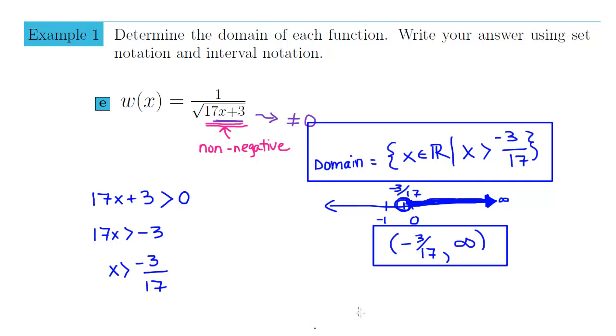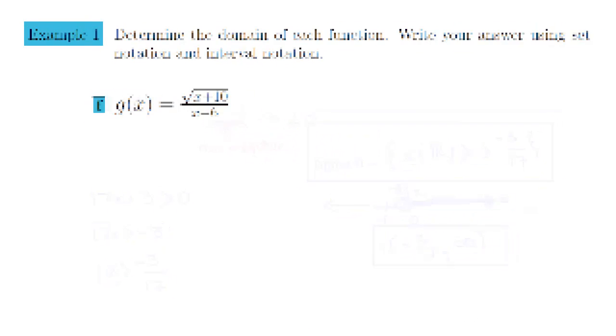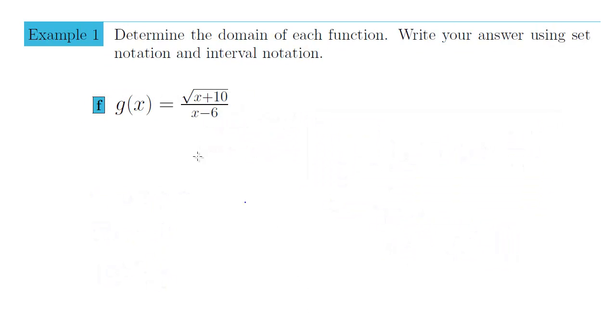We finish with one last example. Example 1f, determine the domain of the function g of x equals the square root of x plus 10 over x minus 6. This is by far the trickiest example that we've done together. To determine the domain of this function, we have to consider both the square root function and the fact that this is also a rational function. Let's focus first on the square root part of it.